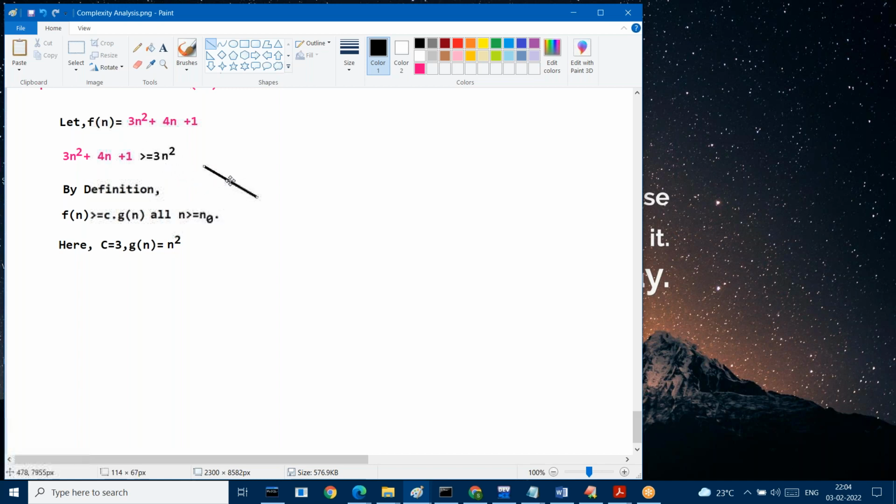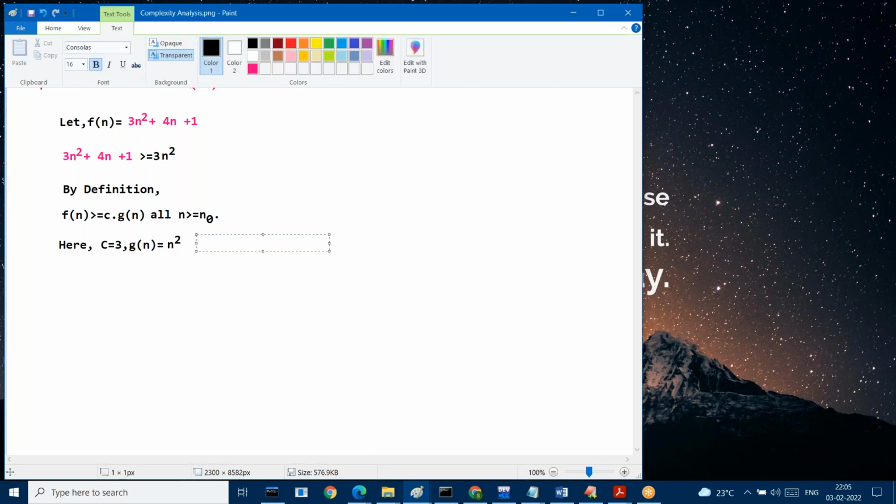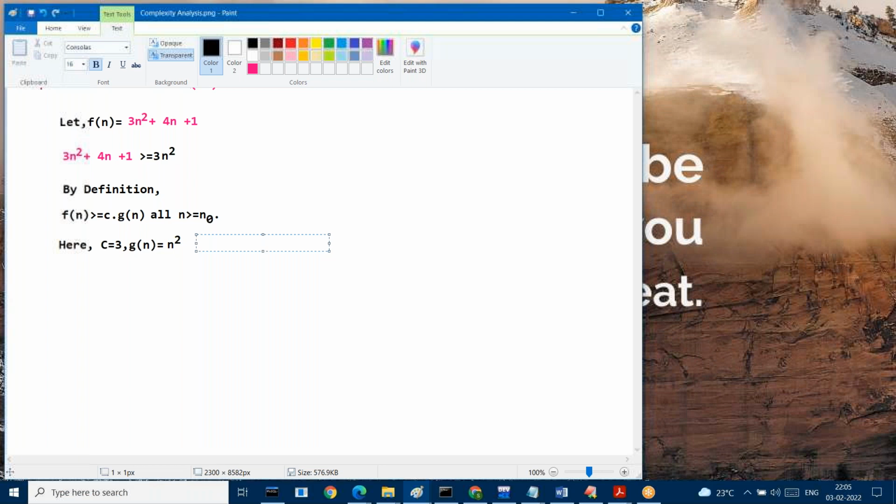But remember, my c and n0 must be positive values. They cannot be 0, sir. So now I can say that c is equal to 3, and g(n) is equal to n square. Equality is not holding, no issue. At least greater or equal to means what? Greater than is definitely holding.